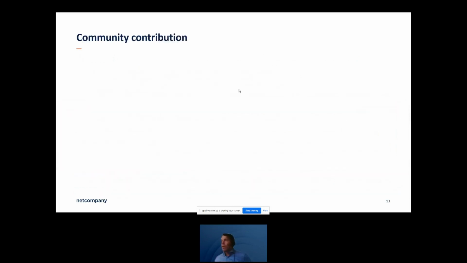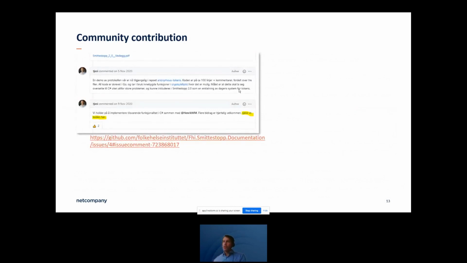So now I'll talk a little bit about how this community contribution came about, and the history behind this. To begin with, this researcher, as you saw earlier, posted an issue in the documentation repository and attached the article. Also this Smittestopp 2 village.pdf is the math behind it, and it's in English as far as I remember. And this was where it sort of started.